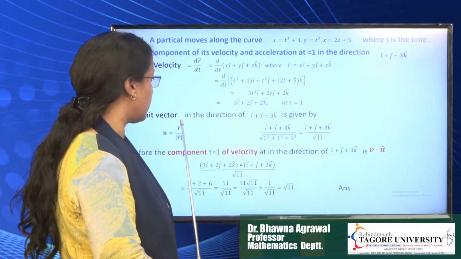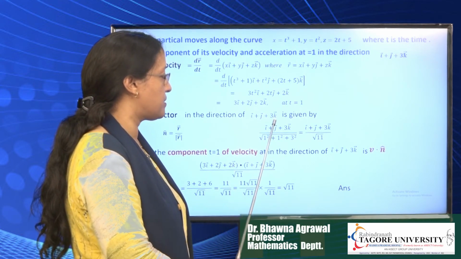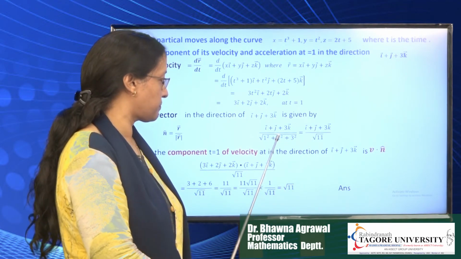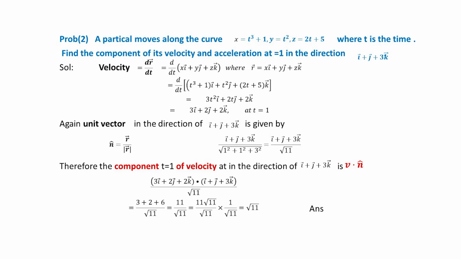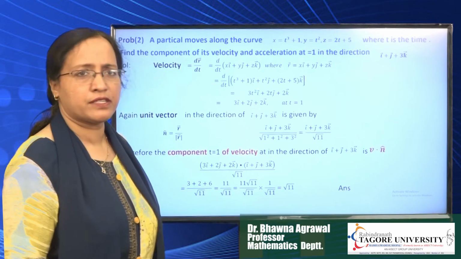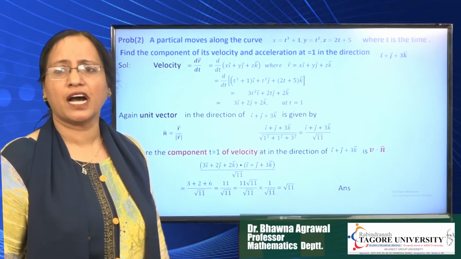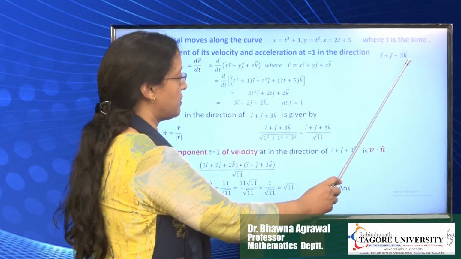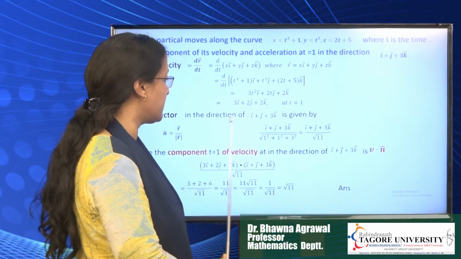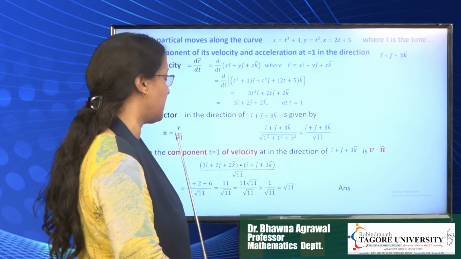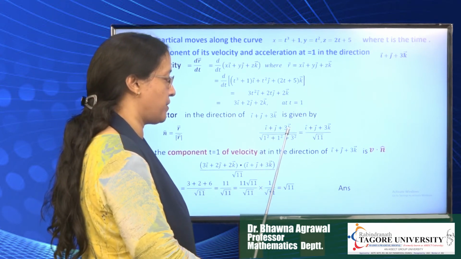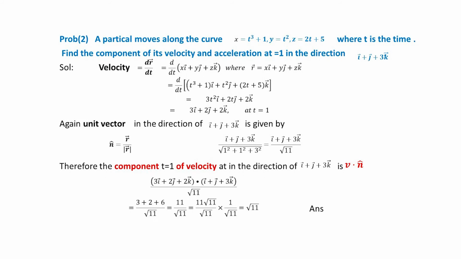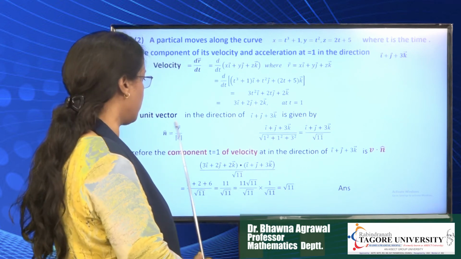Again, the unit vector in the direction of i plus j plus 3k is given by this thing. I have already told you the unit vector n cap is equal to n vector upon mod of n. Here we are using r vector in place of n. We have to find the unit vector in the direction of this particular vector. That's why we are taking the value of the vector i plus j plus 3k, and its modulus will be the square root of the squared coefficients of i, j, k. This is the final result of the unit vector.